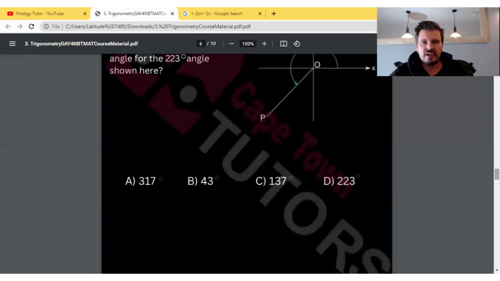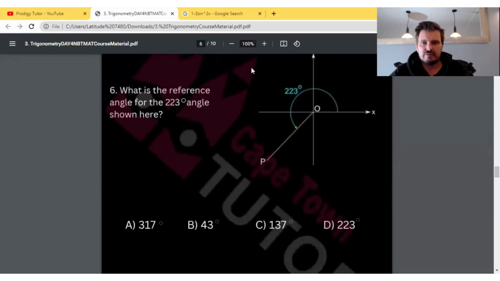6, we're halfway there. And finally, we get a nice, easy one. What is the reference angle for 223 degrees shown here? Well, the reference angle is always the acute angle, right? So it's that angle there. Well, this is a straight line, so that's 180. So 223 minus 180 is going to give you 43. So the answer there is B, 43 degrees.